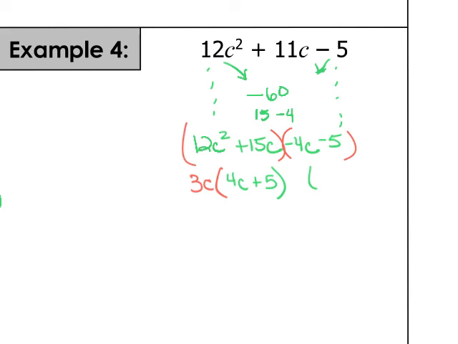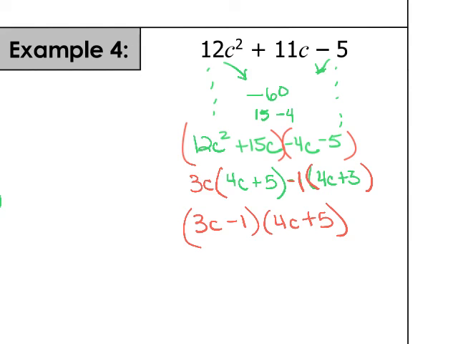Okay, now here I have a negative 4c minus 5. And remember, they have to match. So I can factor out a negative 1. That will leave me with a positive 4c plus 5, which then lets it match. All right, and then last but not least, rewrite them as two binomial factors.